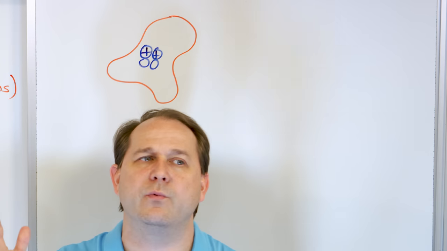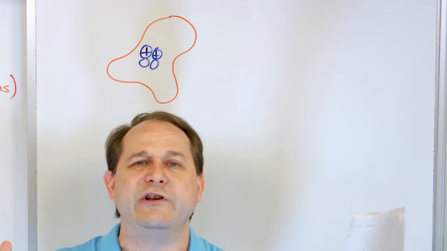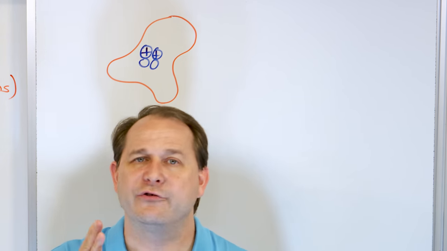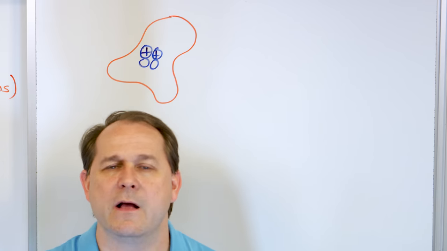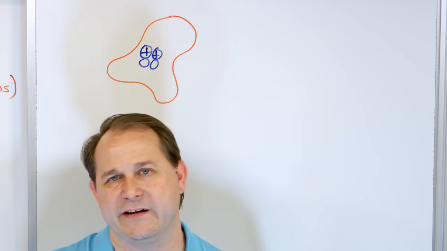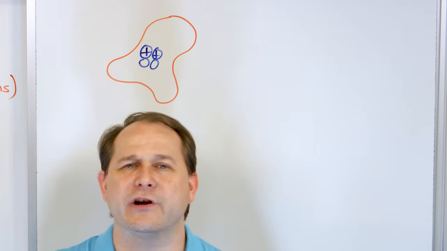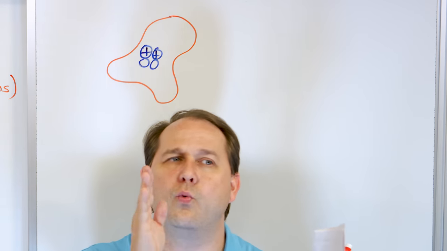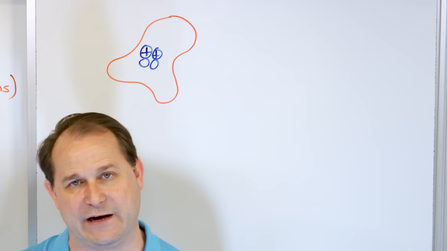Every time you measure it, what we say is the wave function returns a result to you and tells you where you found the electron that time. But the wave function is a probability wave. So every time you measure it, you're going to get a different result, but it does tell you where you are most likely to find the electron.